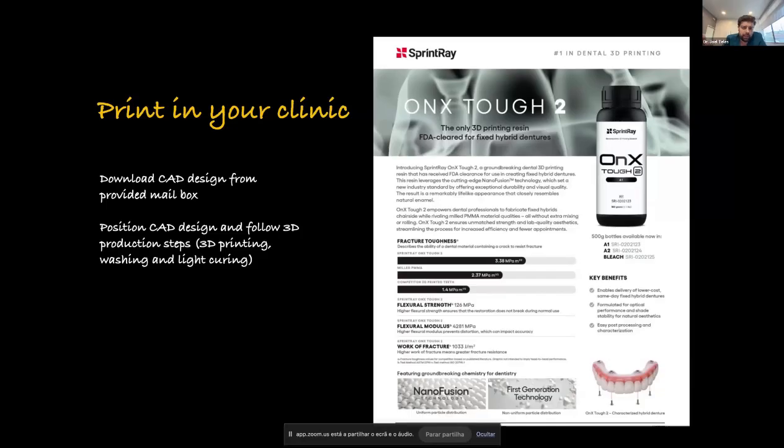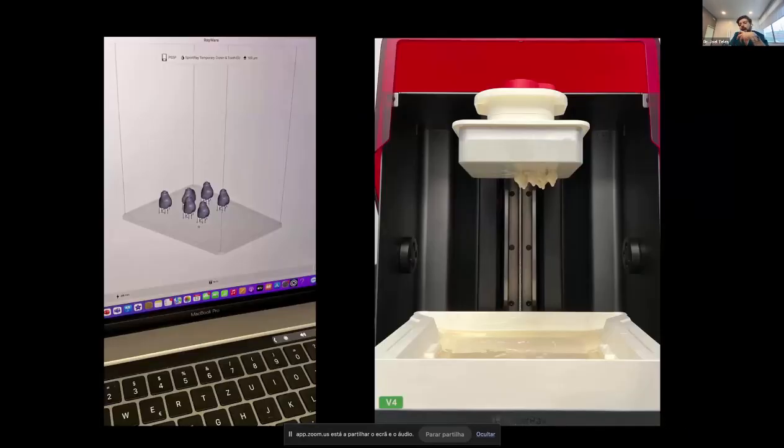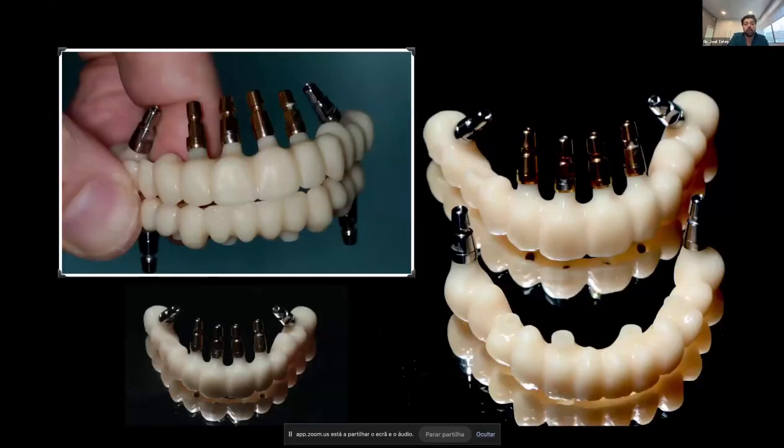This was also the time that I got in touch with this ONX Tough 2 material that was amazing for this because I could see the difference. I never liked these PMMA printed materials before because you could never polish them well enough. But this one, yes, you could get it to this level of polishing. So it was quite amazing.